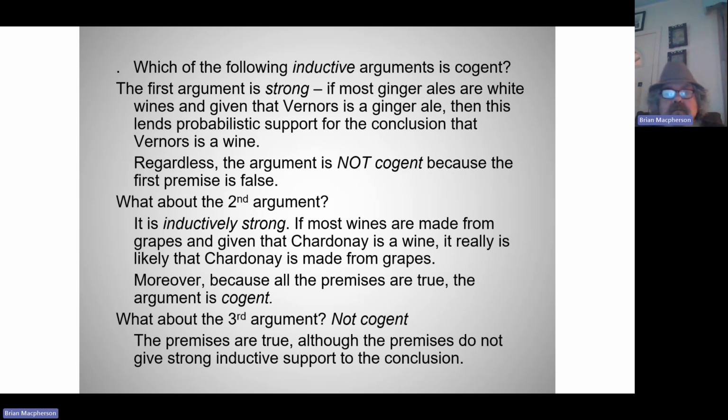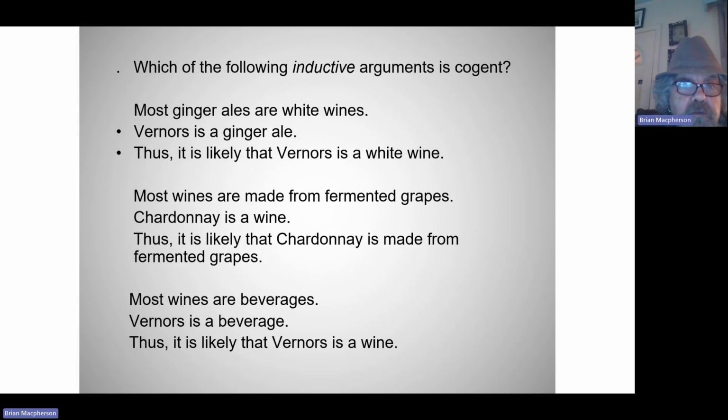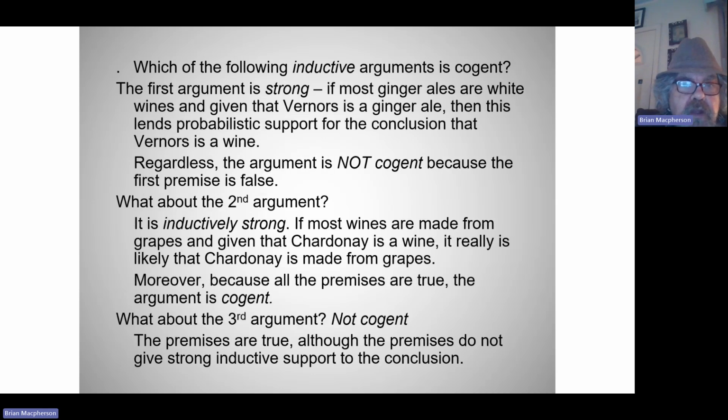Finally, the third argument. It's not cogent, right? So let's go back here. Most wines are beverages, Werner's is a beverage. Both are true. But there can be a lot of beverages that aren't wines, right? So therefore, even though the premises are both true, it does not, not even with probability, rather, make the conclusion true. And so therefore, it is a weak inductive argument, even though the premises are true. So we say it is also uncogent or not cogent, right?